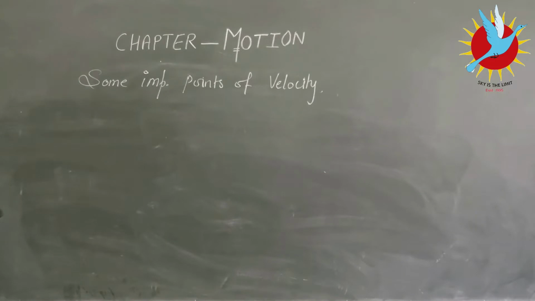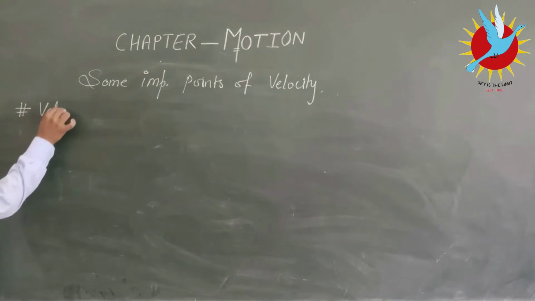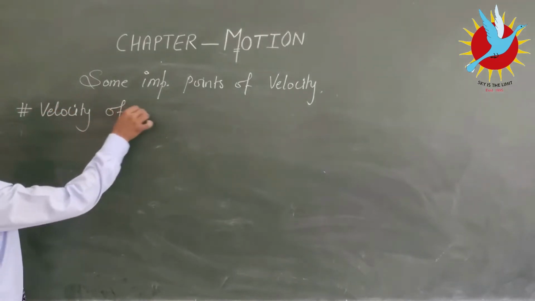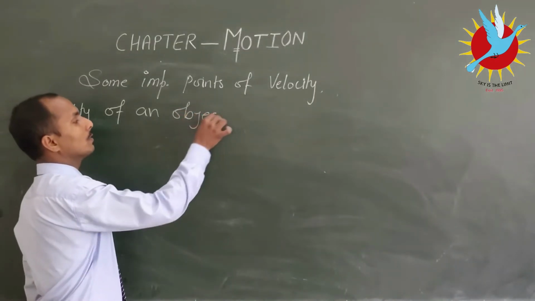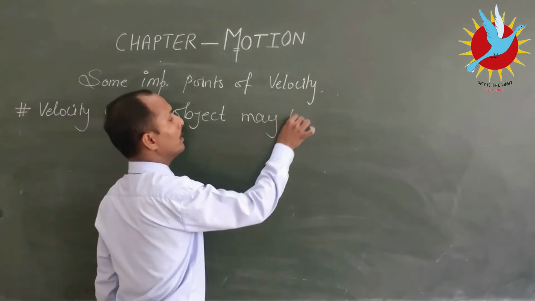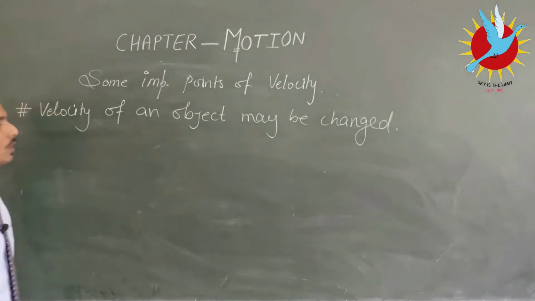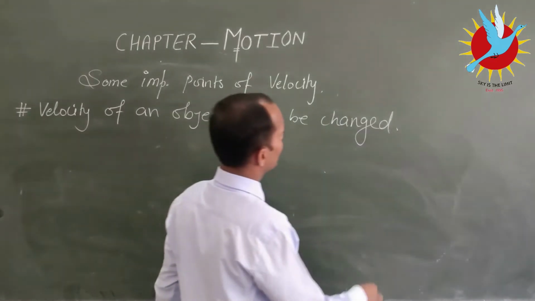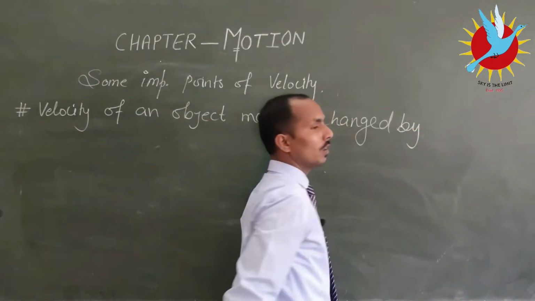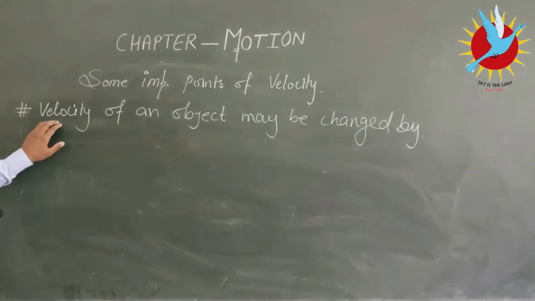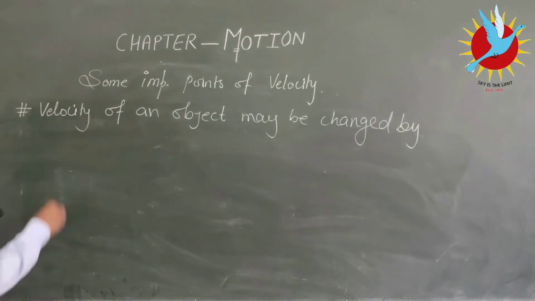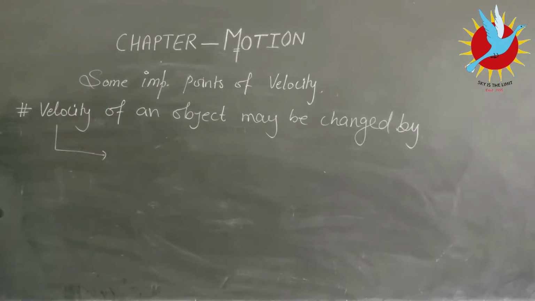Now our next point is that the velocity of an object can be changed. Our next topic is when the velocity of an object may be changed. It means under what condition velocity may be changed.